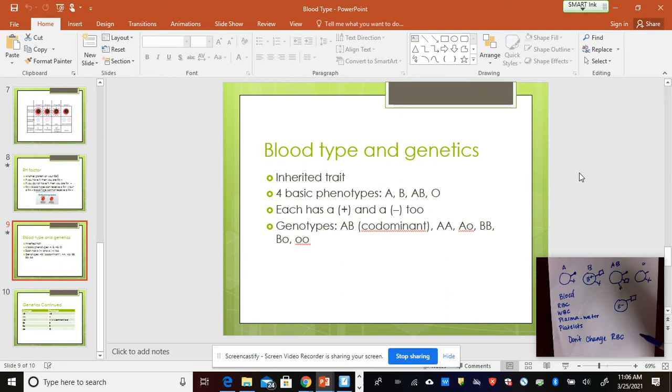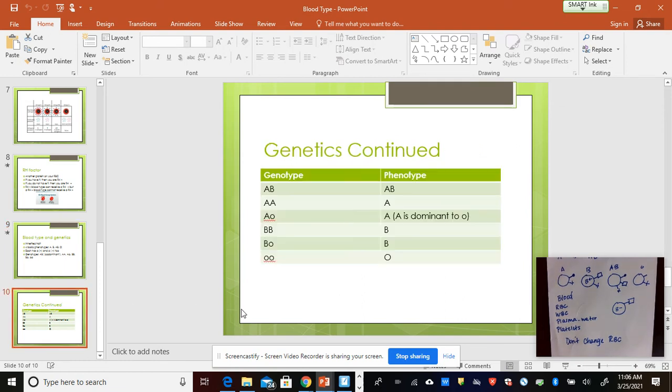Type AB blood is actually codominant, which means that it's both expressed in the phenotype. Then you can have what's called big A, big A. You can have big A with a recessive O. You can have big B, big B. You can have big B with a recessive O, or you can just have the recessive type of OO. So this chart is really helpful because this shows you genotype and then phenotype.